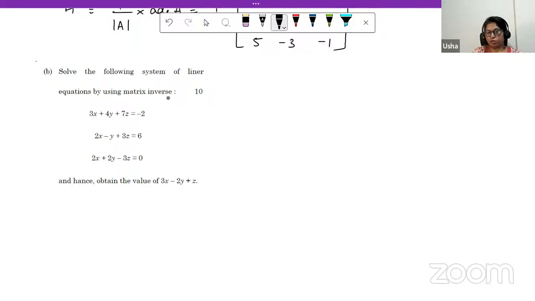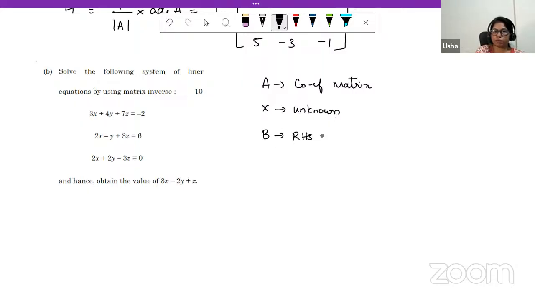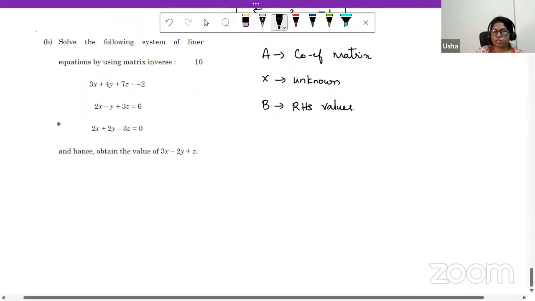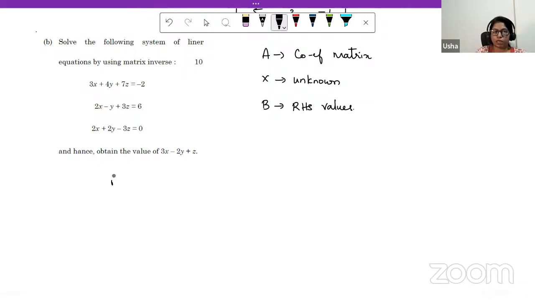Now, if they ask you to use the matrix method, then you need to write A as the coefficient matrix. X is the unknown variables matrix, and B is the RHS values. Write it as: this is the given system of equations.